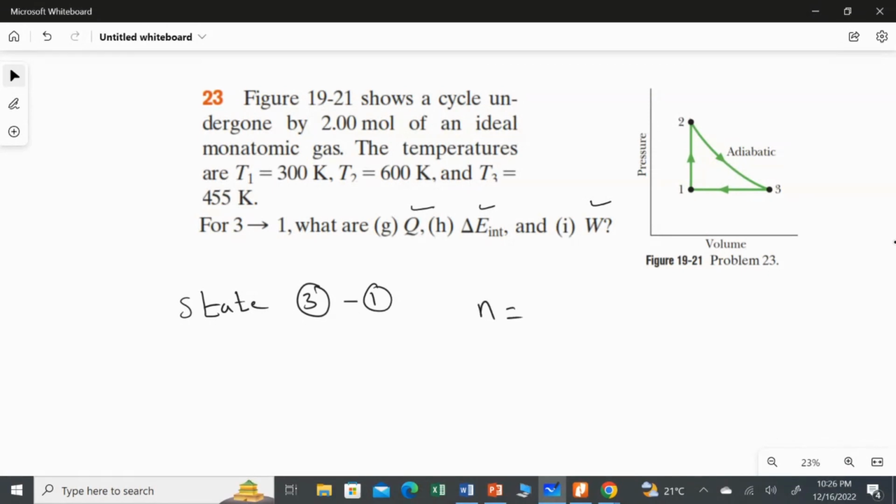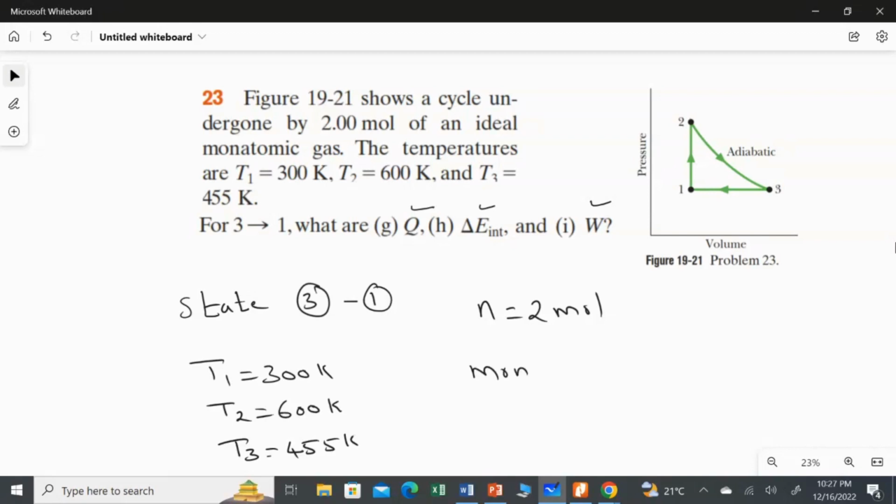The number of moles is 2 moles, and the temperatures are T1 300 Kelvin, T2 600 Kelvin and T3 455 Kelvin, right? And here the gas is a monoatomic gas. What's the gas? It's a monoatomic gas. Okay. Now you have to see the figure.